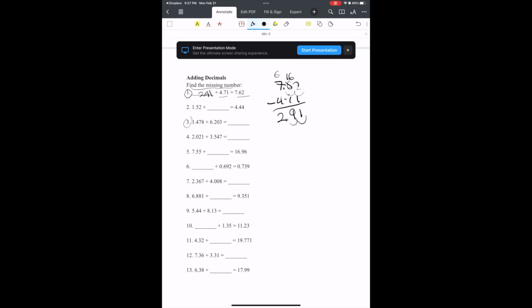Let's do 3. Alright, so we know this number, so we're just going to do this plus this is equal to this. So 1.478 plus 6.203. 8 plus 3 is 11, 7 plus 0 is 7, plus 1 is 8, 4 plus 2 is 6, 6 plus 1 is 7. And then you see the number of decimal places, 3, so 3. So your answer is 7.681.